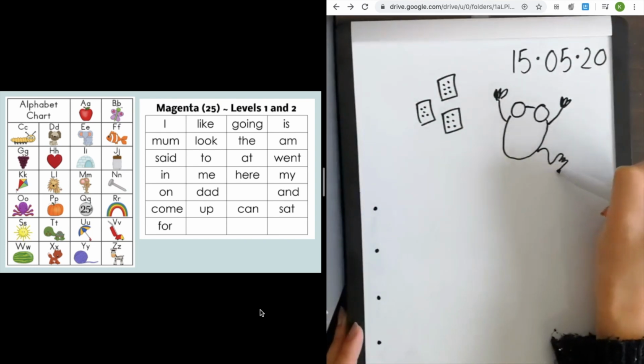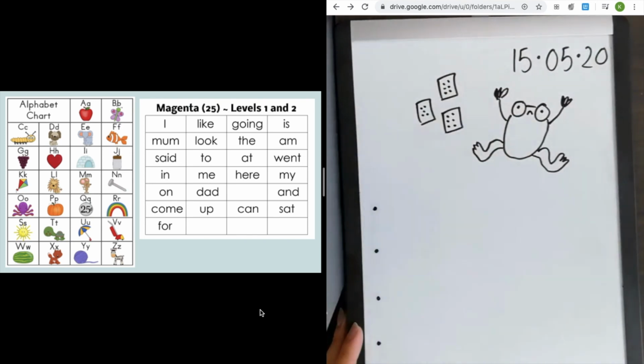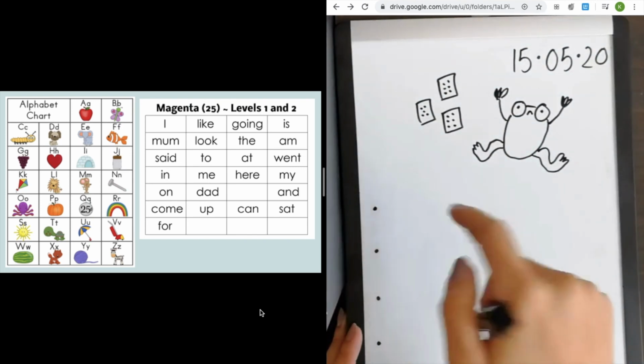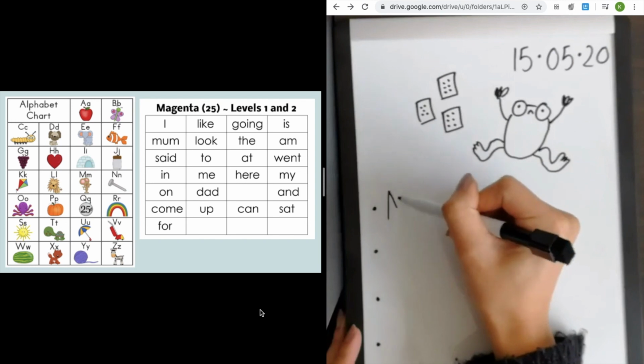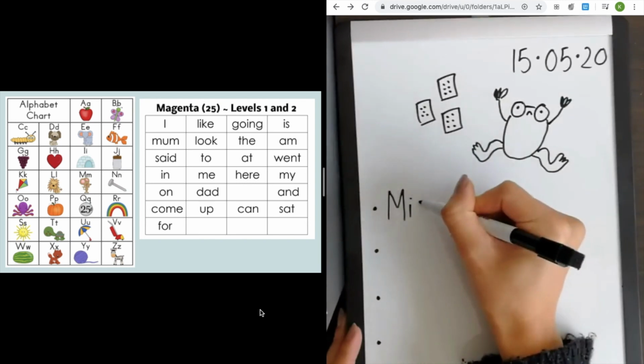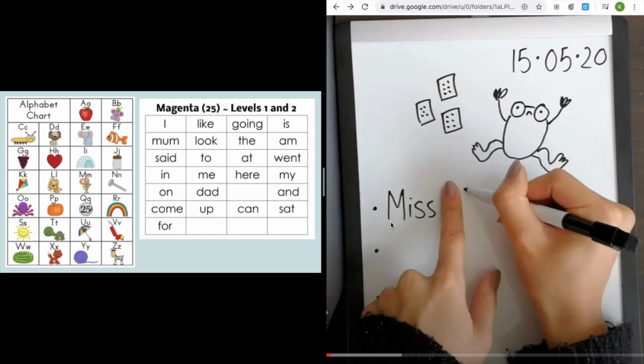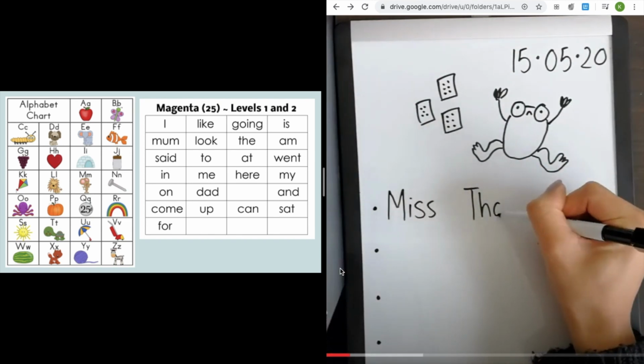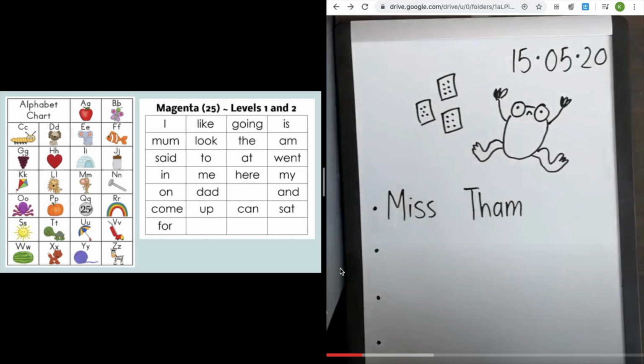And there's my little frog, giving it legs and some eyes and a mouth. And then I'm going to write my name. Now have a look. The first letter is a capital letter, a big M. And then Miss Tham. Who can tell me which letter in this name is the capital letter? Is it the last letter? No. Is it the middle letter? No. It's the first letter. So the first letter is a big T. Let's double check if that's a big T. Let's have a look. Yes, that's the big T.